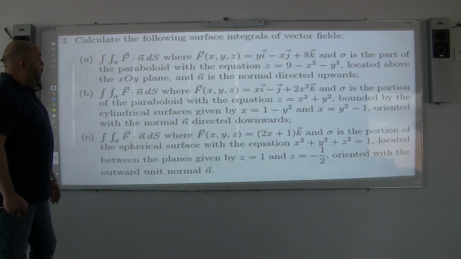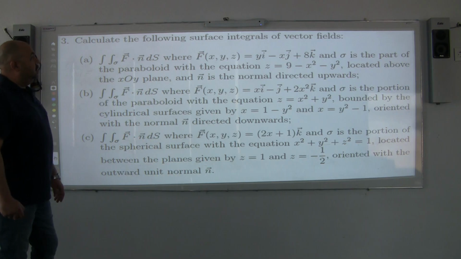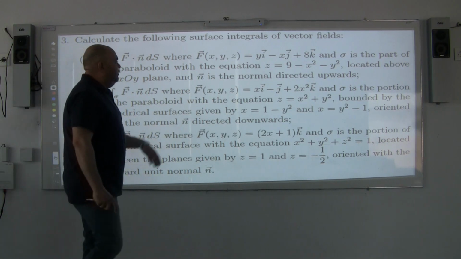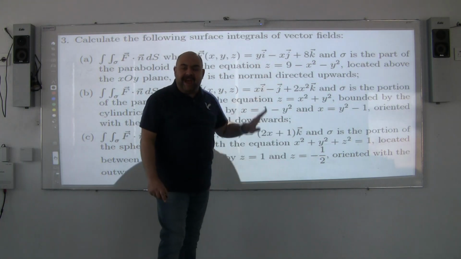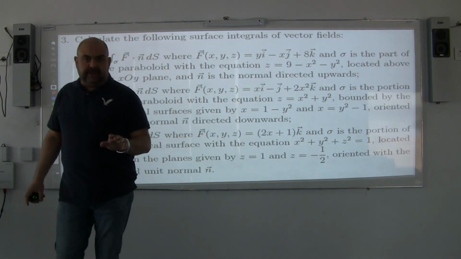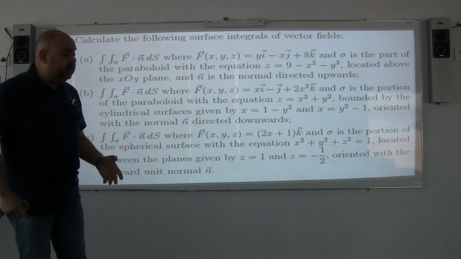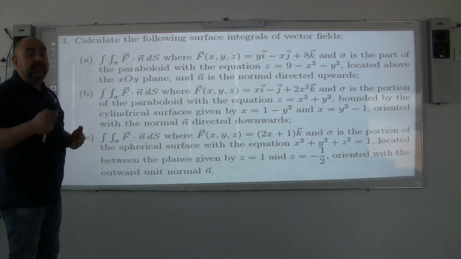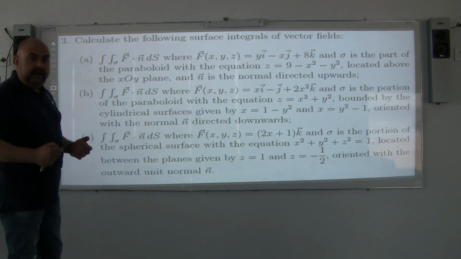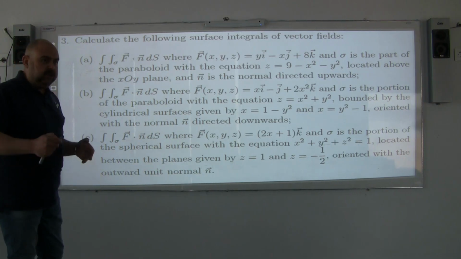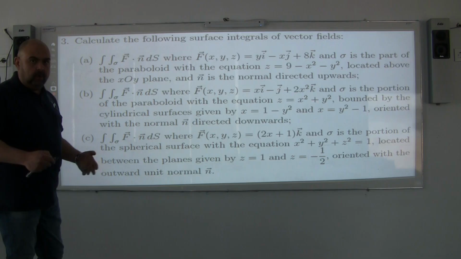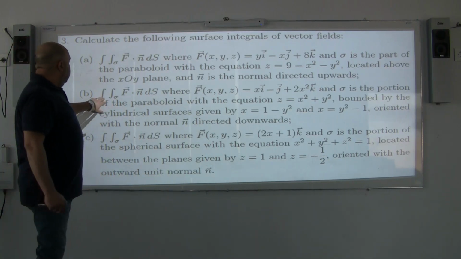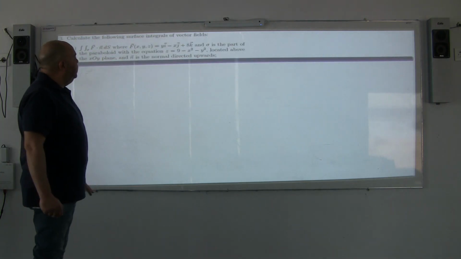Going to problem number 3, he's asking you about the surface integration. He's giving you vector fields. So now, if you are integrating on the surface, you have the vector field. Now I get the feeling that I will be using the other formulas that will help me with the vector field, which is the flux formula, or using the divergence theorem. Let's go through each part of these.